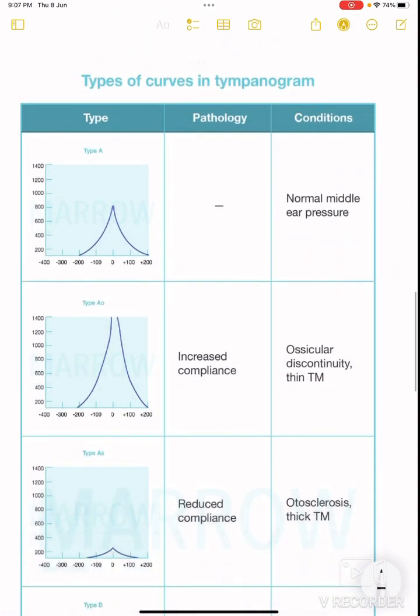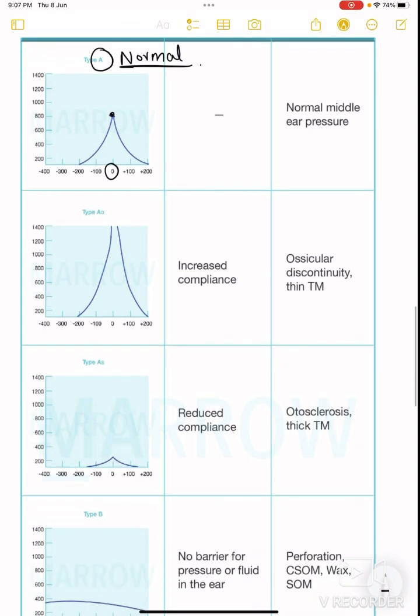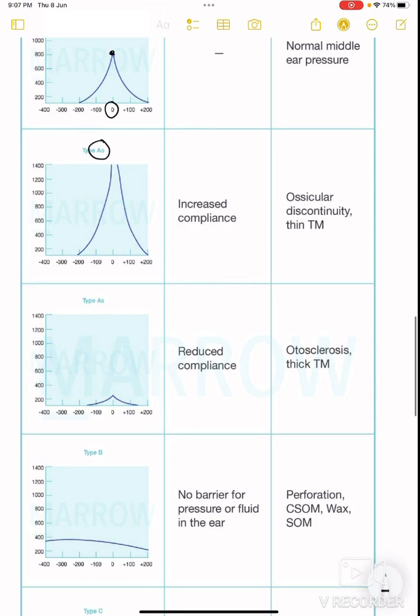So there are various types of tympanometry graphs. First of all, the A type of graph. The A type of graph is actually a normal graph. Okay, it is a normal graph and the peak lies at 0. So first of all, you have to remember it. Then coming to AD type of graph. This is AD. D is equal to deep.